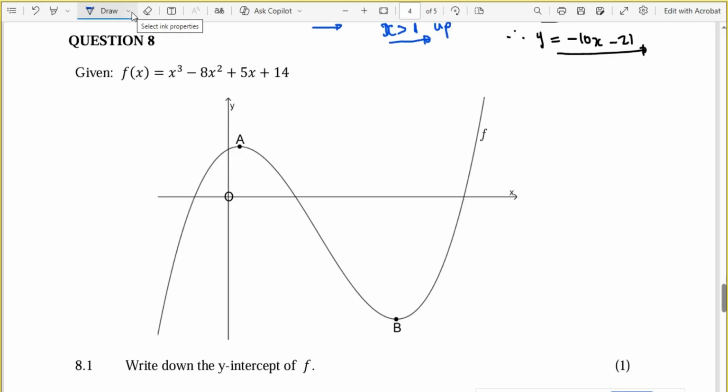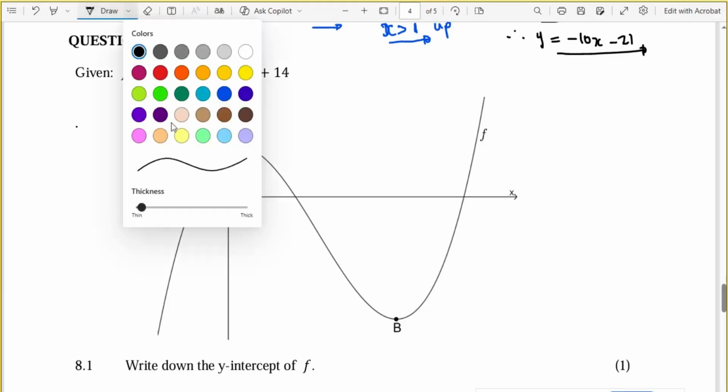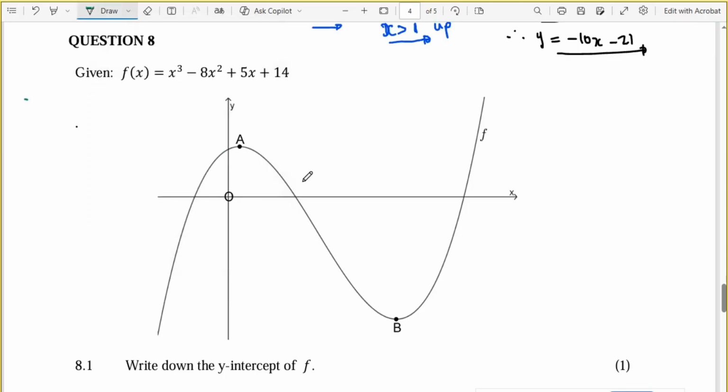So when I look at this question 8, they say you are given f of x is x to the power 3 minus 8x squared plus 5x plus 14. And the question says write down the y-intercept of f. So you don't have to make any calculations. Just give us the answer, and you will get that 1 mark. So can you please tell me what will be the y-intercept here? What do you think will be the y-intercept?